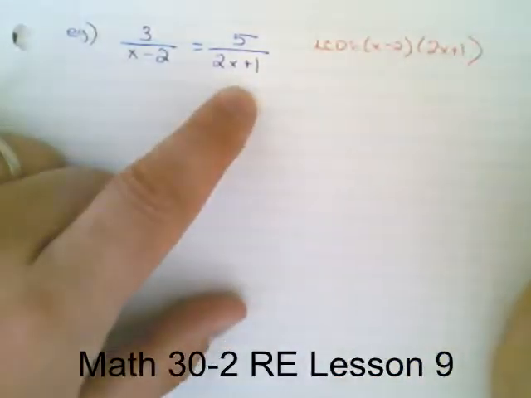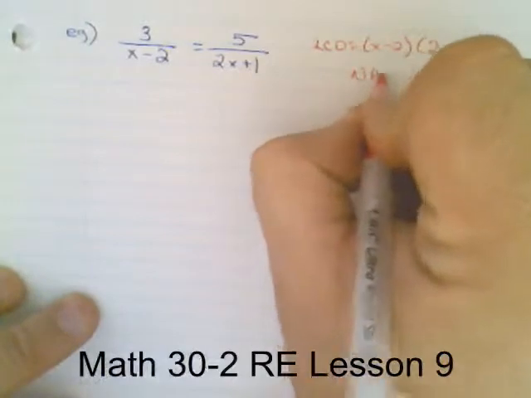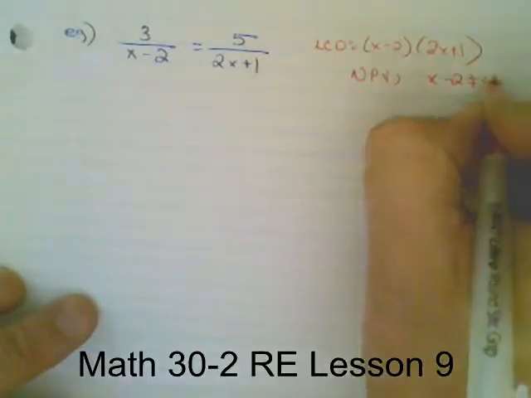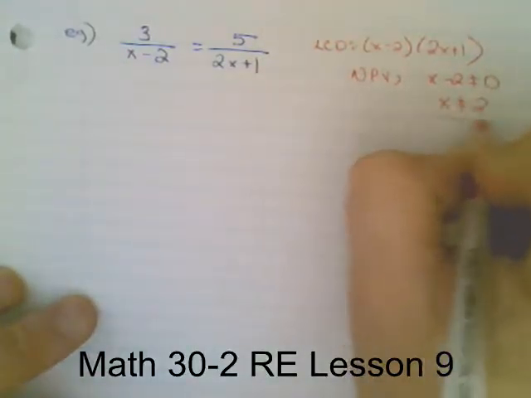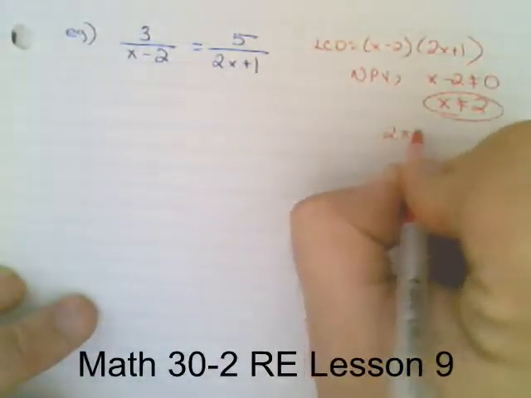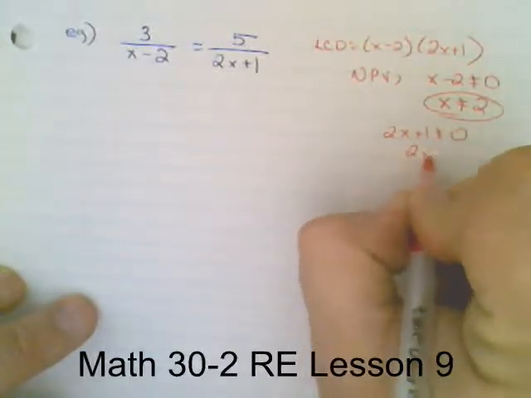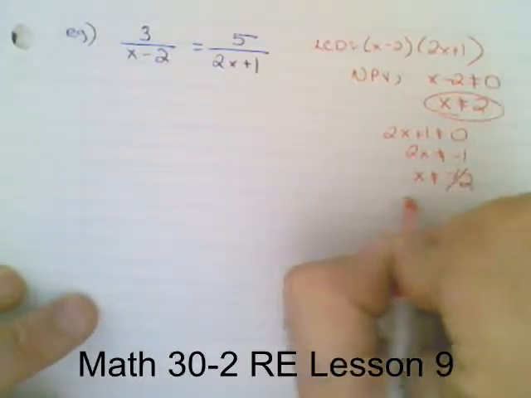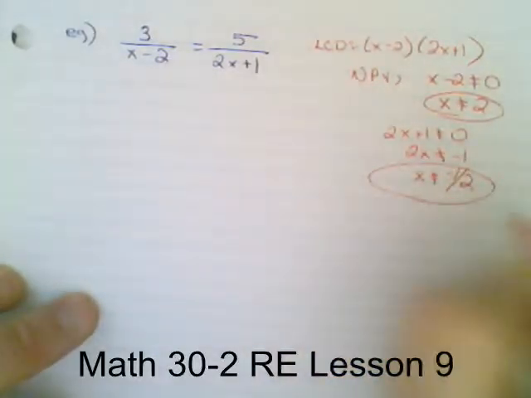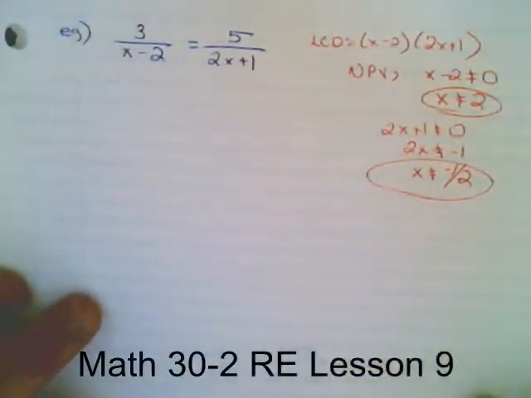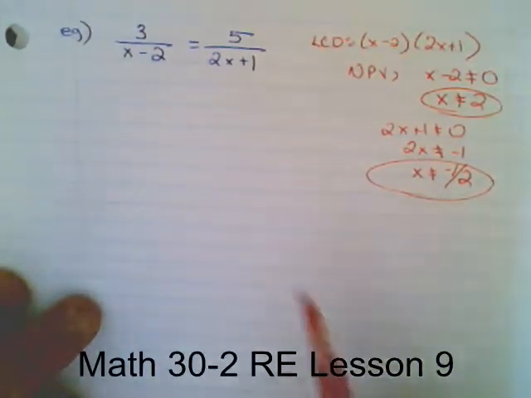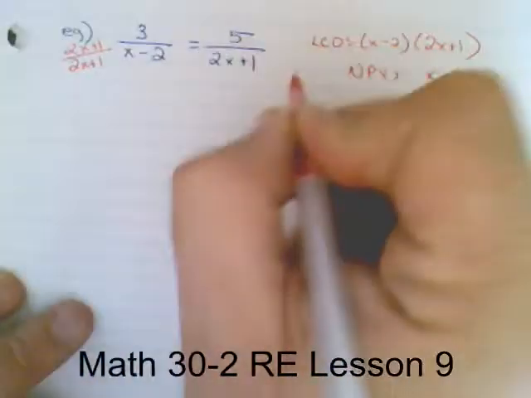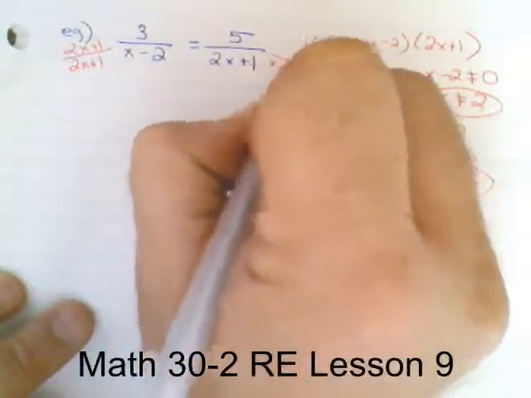because that's here. Looking at my NPVs, I'm going to get x minus 2 cannot equal 0, so x cannot equal 2, and I'm going to get 2x plus 1 cannot equal 0, so 2x cannot equal -1, so x cannot equal -1/2. Okay, so those are my NPVs. Now I'm going to work it out. Here I need the 2x plus 1, top and bottom. Here I need the x minus 2, top and bottom.